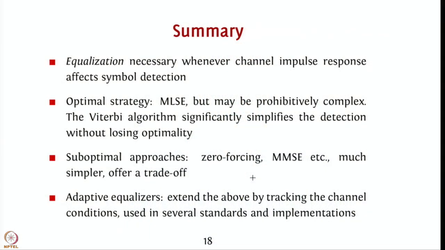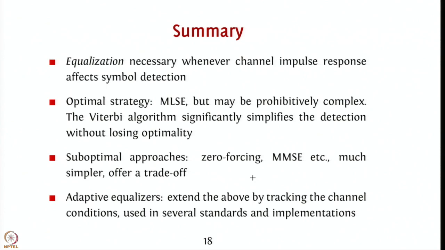So to summarize our discussion of equalization, equalization is necessary whenever your impulse response affects the symbol detection. Now the optimal strategy is to use maximum likelihood sequence detection. But this may be prohibitively complex because, when you have a very, very large number of samples on which you want to start detecting, the exponential search is just impossible. Of course, as you saw, the Viterbi algorithm simplifies the evaluation significantly. But again, you may or may not be able to implement the Viterbi algorithm, because that also requires tracking of state, having some channel related changes, and all those kinds of issues exist.